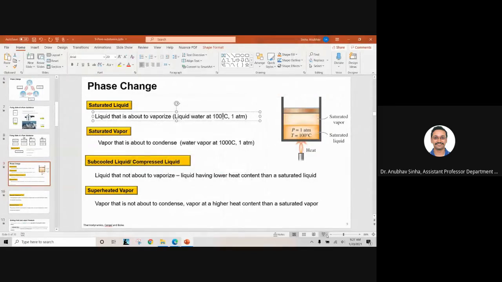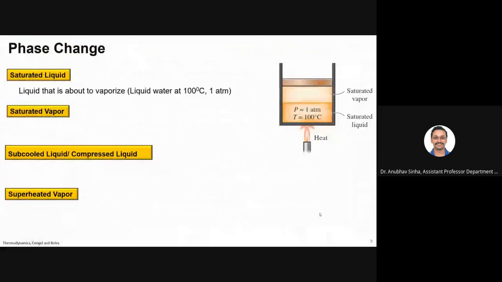Okay, don't think it is 1000 degrees. Okay, so liquid which is about to vaporize. So liquid water at 100 degrees Celsius, I am writing 100 degrees Celsius and 1 atmosphere, which is about to boil. Okay, so when I am saying liquid water at 100 degrees Celsius, this is not fixed. If I say liquid water at 100 degrees Celsius, 1 atmosphere, then the state is fixed.